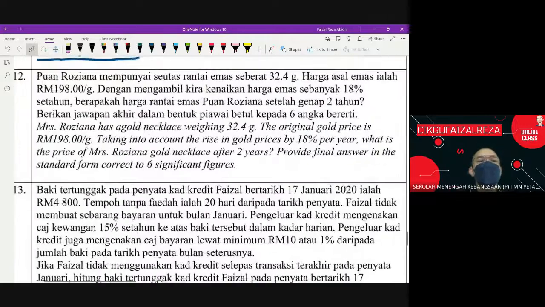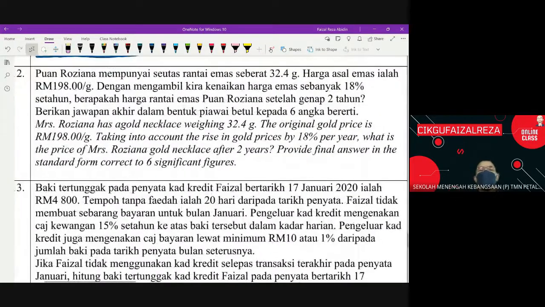Mrs. Rosiana has a gold necklace weighing 32.4 gram. The original gold price is 198 ringgit. Taking into account the rise in gold price by 18% per year, what is the price of Mrs. Rosiana's gold necklace after 2 years? Provide the final answer in the standard form correct to 6 significant figures.